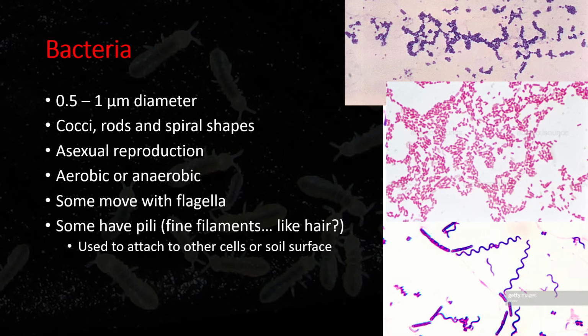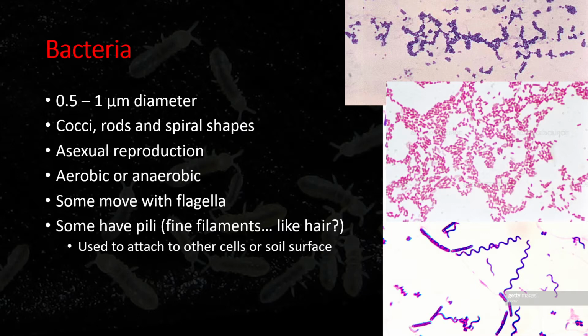All right, moving on in our different microflora, we come to bacteria. Bacteria are their own group of organisms, and if you take microbiology with Laura, you'll learn a whole bunch about them. Some are aerobic, some are anaerobic. They reproduce asexually, and they come in different shapes: cocci, little balls, rod-shaped, and sometimes even spiral-shaped bacteria.